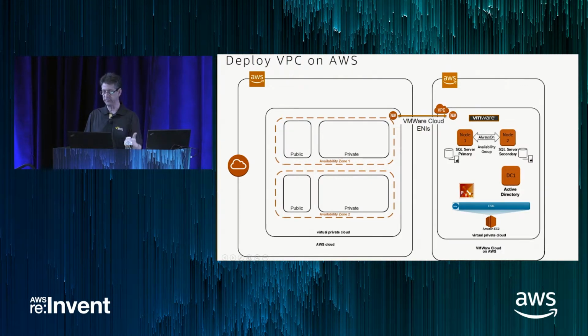The way we're linking these two accounts is through an ENI straddling them, because the VMware Cloud VPC is running in a VMware provisioned account on your behalf, and your account is your own account. So we're actually connecting the two VPCs over cross-account ENIs. That's what provides the linking technology.